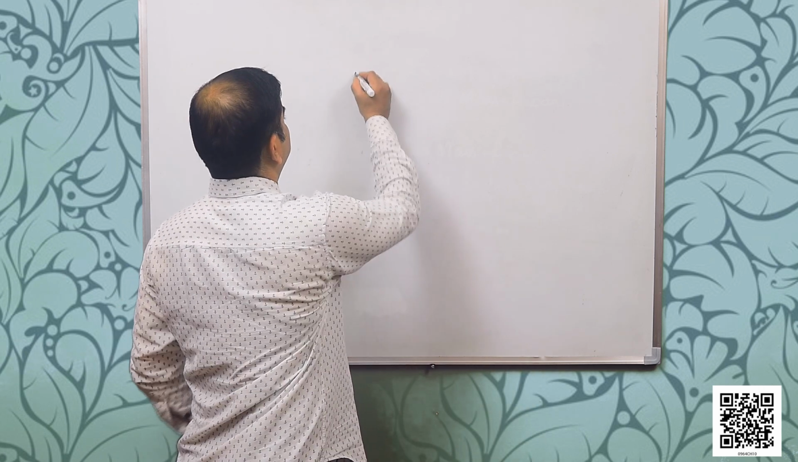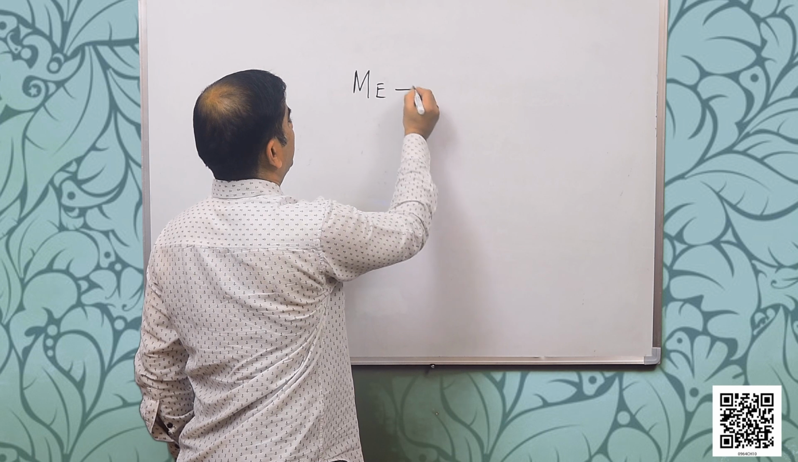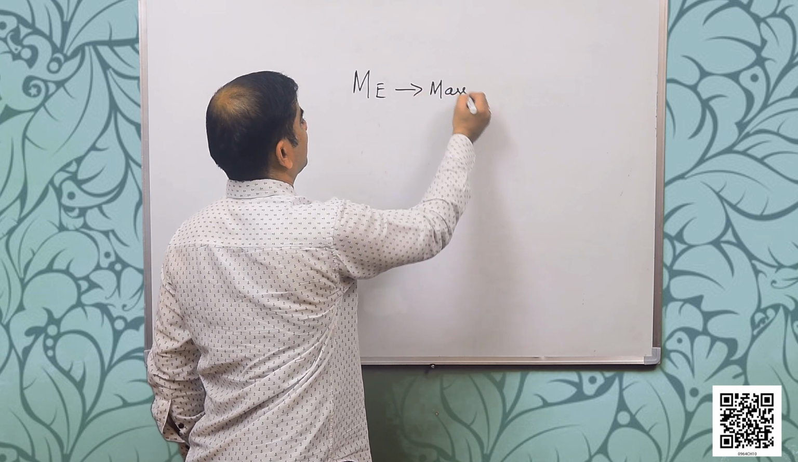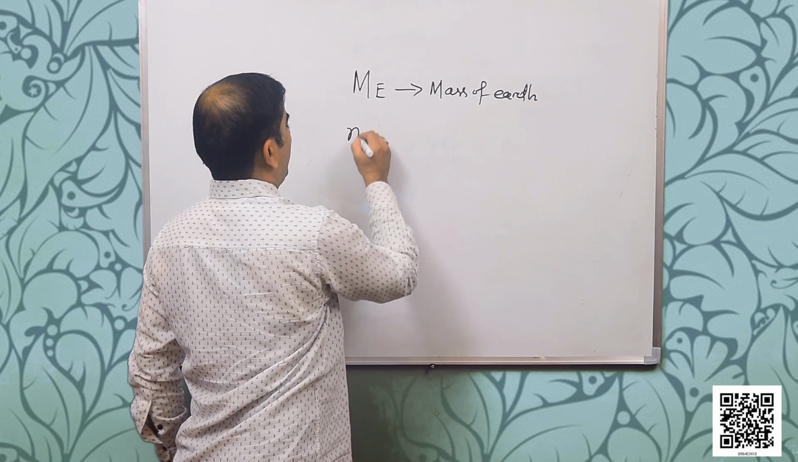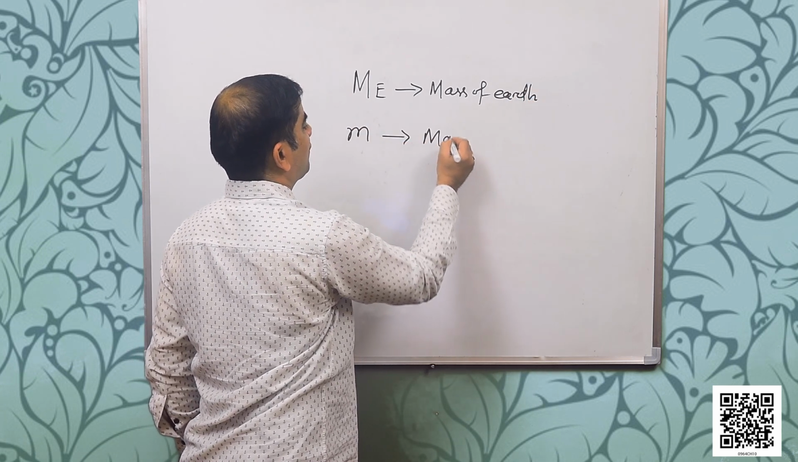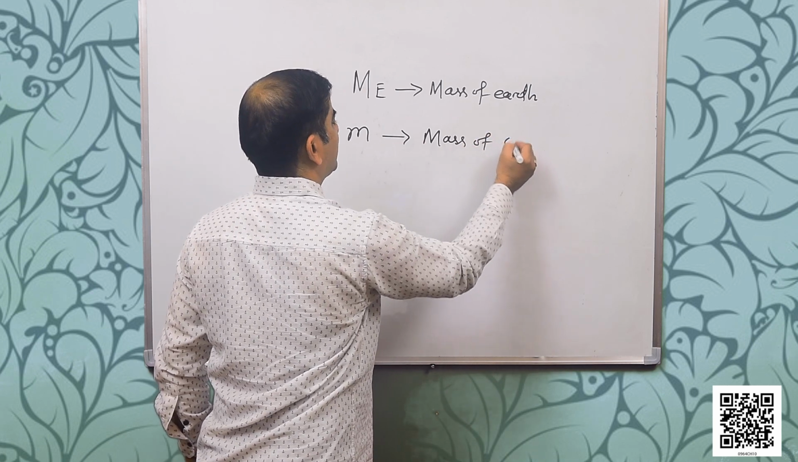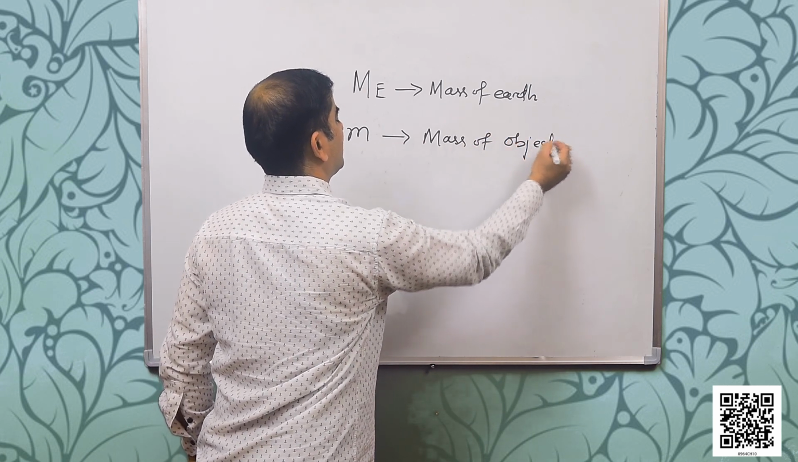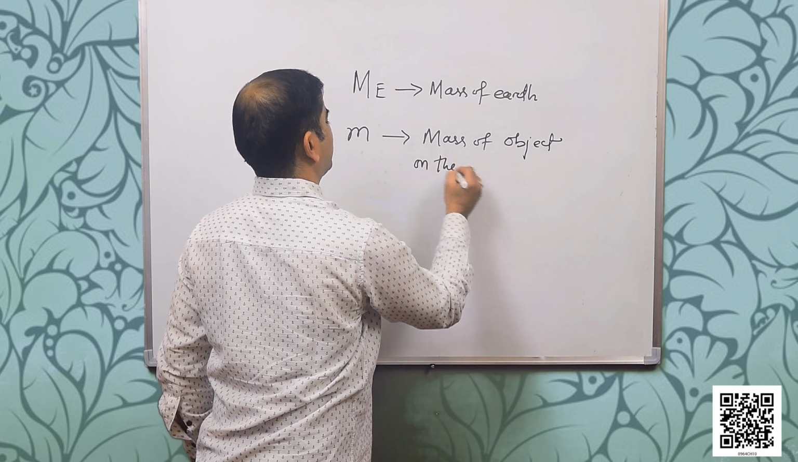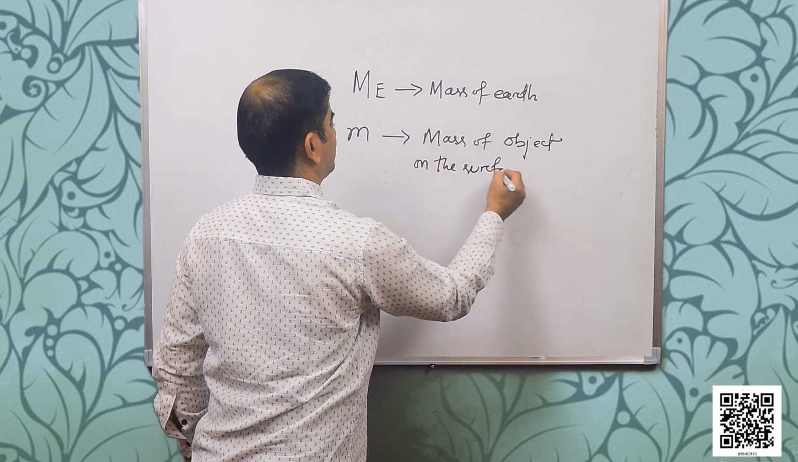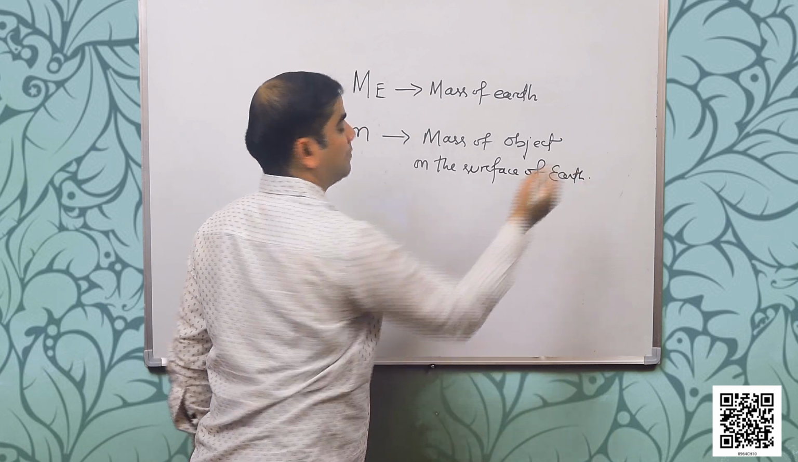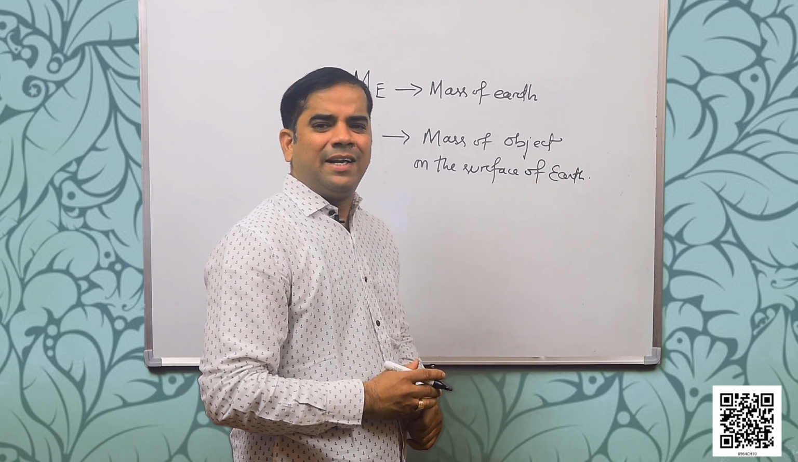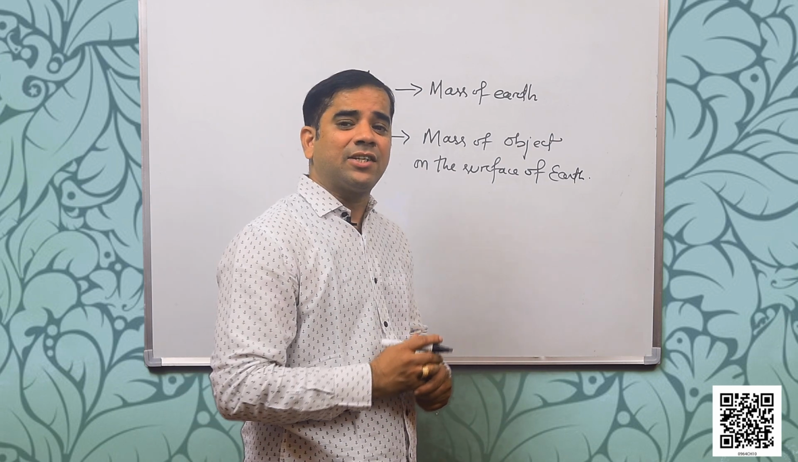So, for the solution, let ME be the mass of earth and m be the mass of the object on the surface of earth. Fine. And let R be the radius of the earth.